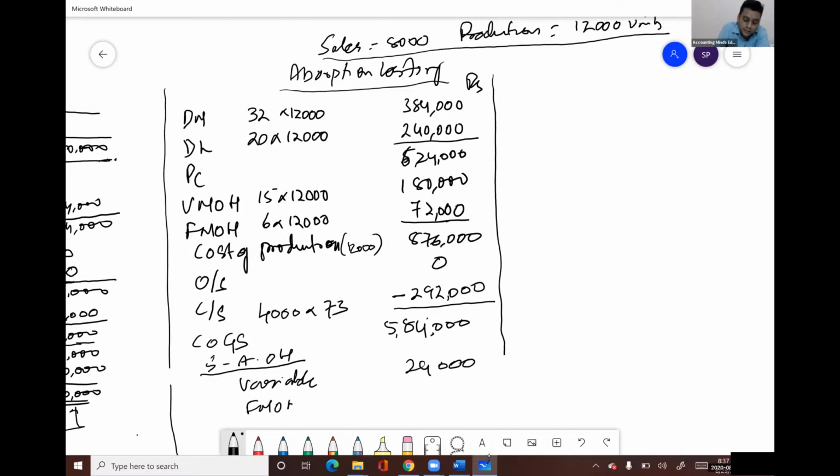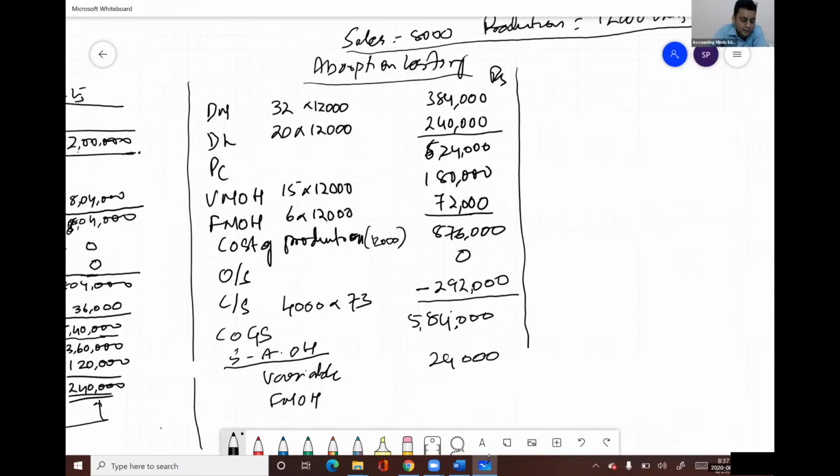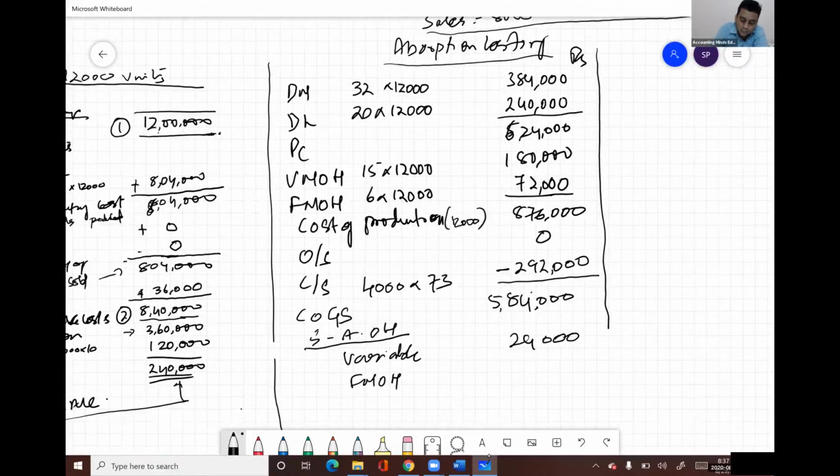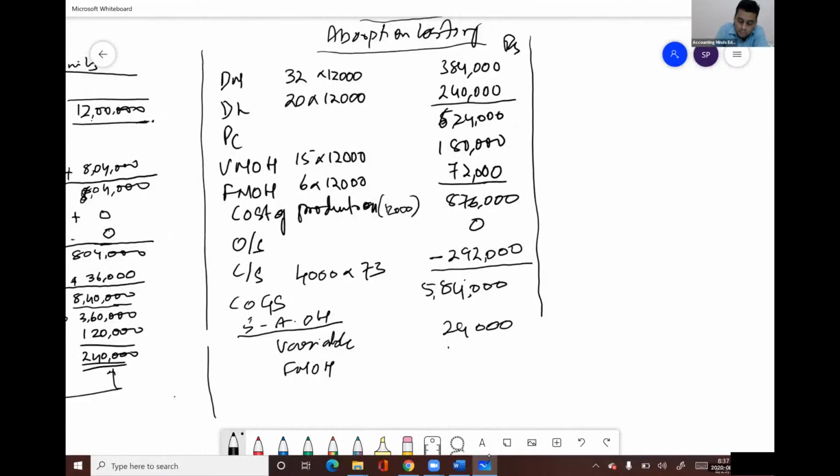Fixed manufacturing overheads, how much did we take here? 48,000. How are fixed manufacturing overheads 48,000? Because they won't change whatever changes in the units. Units change, but they don't change. Understood? Urmila, you understood this or not? Yes, sir.